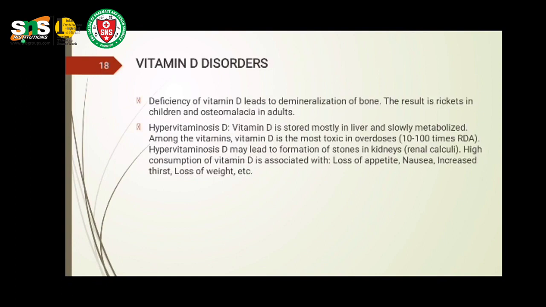Then, the disorders of vitamin D. Deficiency of vitamin D leads to demineralization of bone. This results in rickets in children and osteomalacia in adults.